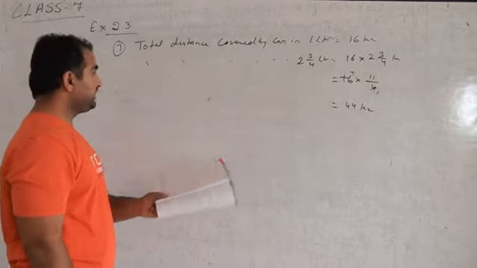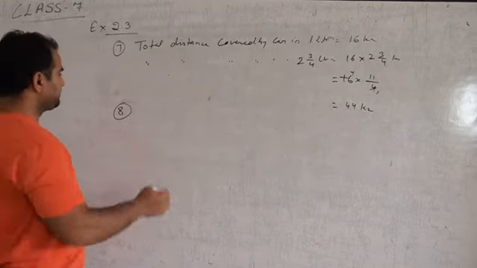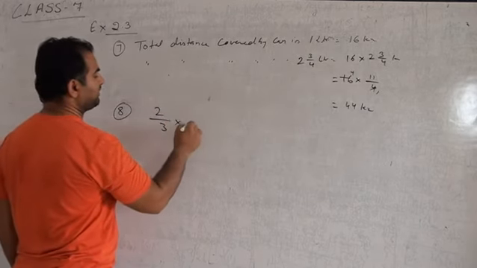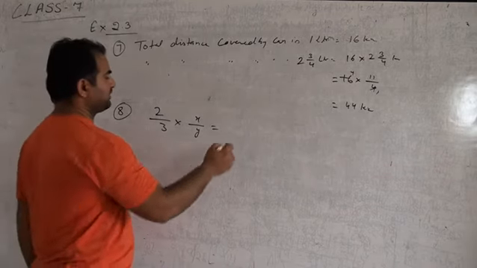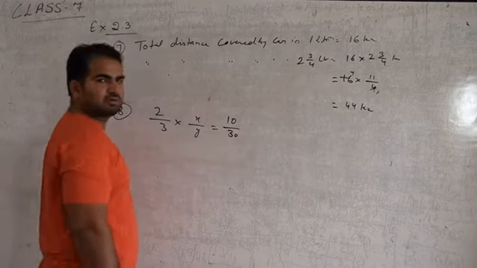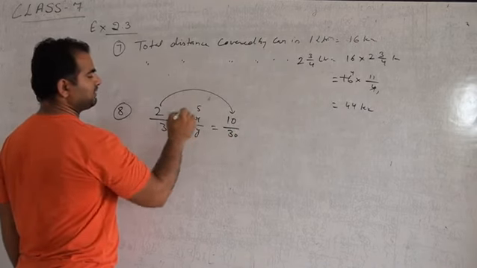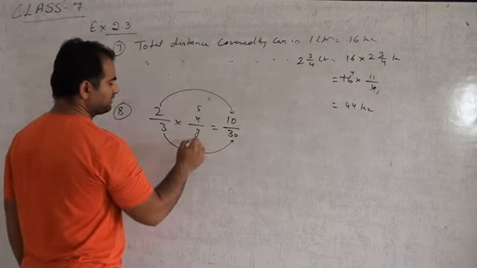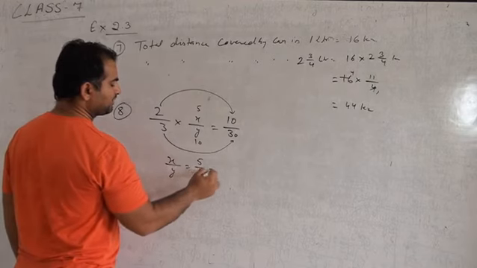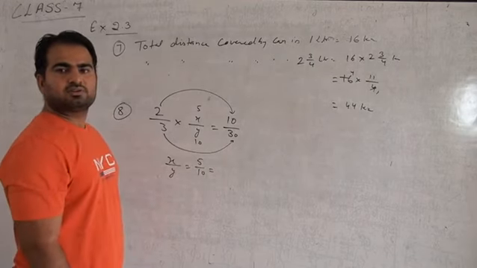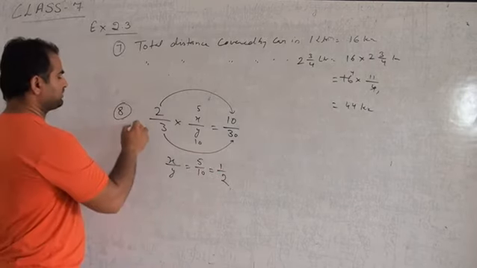Question number 8 is an equation. It is 2/3 multiplied by x upon y so that it can be 10/30. To get 10 we should multiply by 5, and to get 30 we should multiply by 10. So x upon y will be 5/10, and we have to convert it into simplest form. So it will be 1/2. That was question number A.